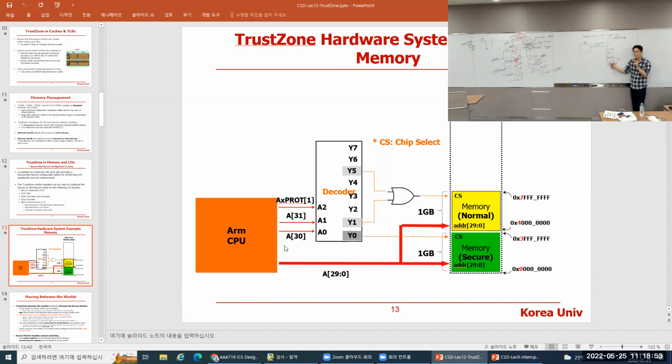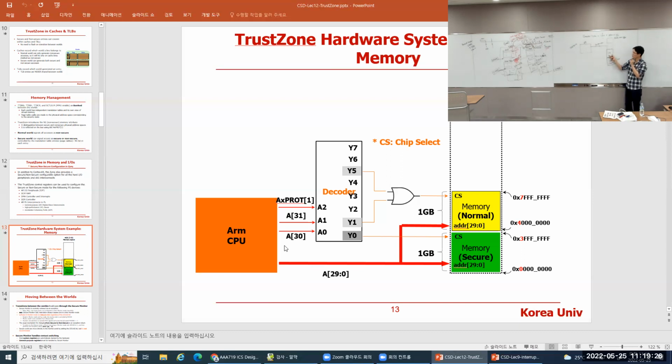And that memory should be accessed, green, right? Green means secure world. When I design this computer system, 1 GB memory, I want to make it only accessible when you are in secure state. In other words, SCR NS bit is 0, then the CPU can access that memory.